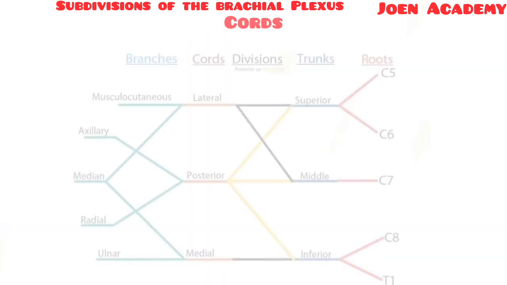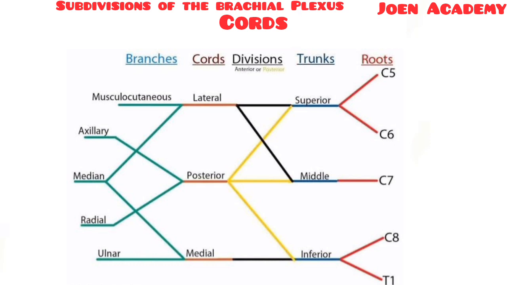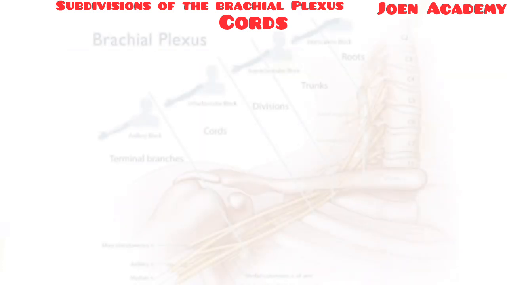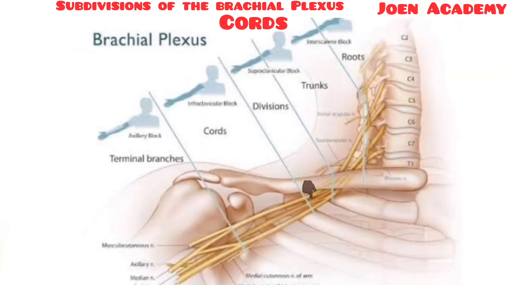The cords of the brachial plexus are named according to their relationship with the axillary artery, and they are the lateral cord, the posterior cord, and the medial cord. The cords pass over the first rib, close to the dome of the lungs, and continue under the clavicle immediately posterior to the subclavian artery.